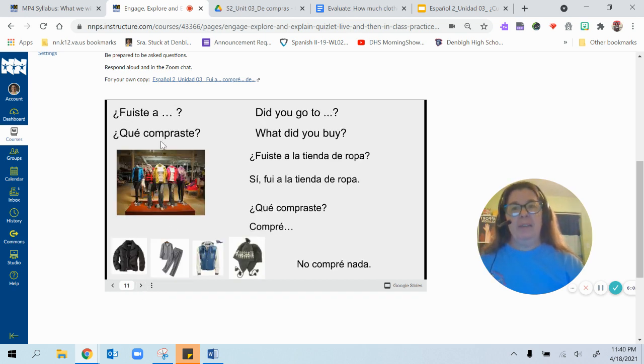So what did you buy? Where did you go and what did you buy? Did you go to the clothing store? Yes, I went to the clothing store. What did you buy? I bought. Remember your clothing? Un abrigo. Un pijama. Una chaqueta. Un gorro. Nothing. No compré nada.